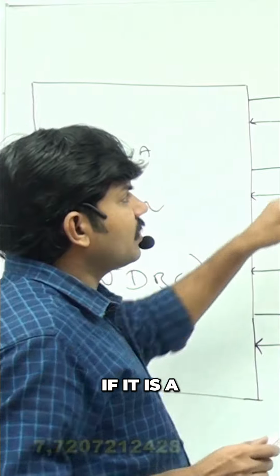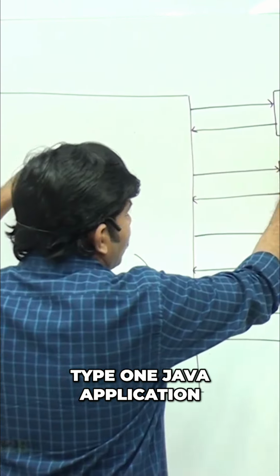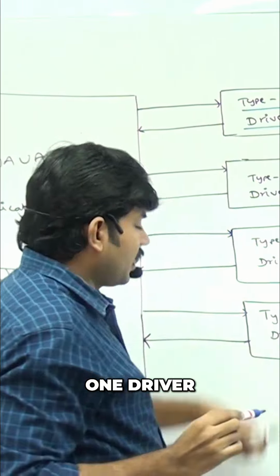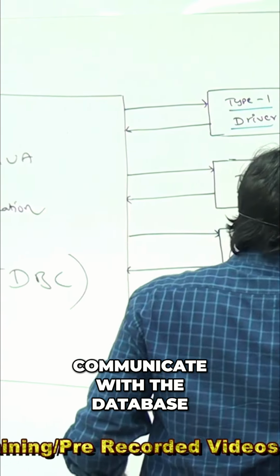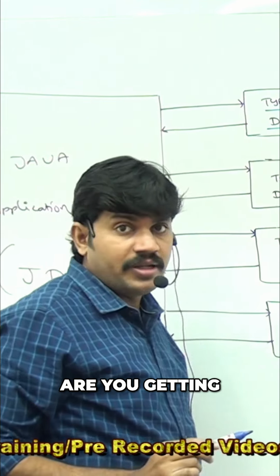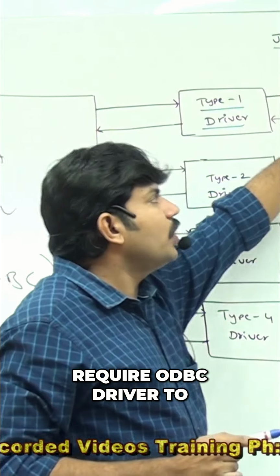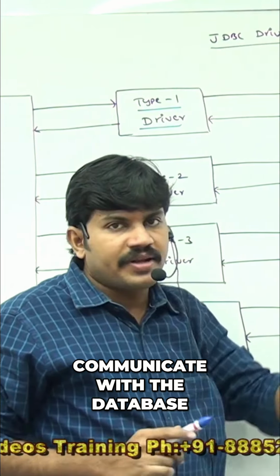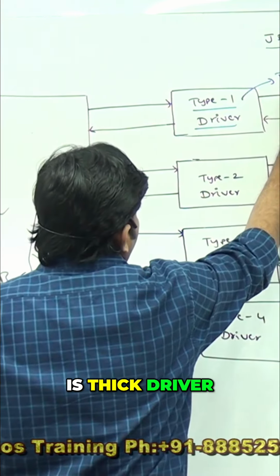Now, if it is the type 1 driver, the Java application communicates with the type 1 driver. The type 1 driver communicates with the ODBC driver, which is going to communicate with the database. Are you getting? So, type 1 driver requires ODBC driver to communicate with the database. That's why this driver is a thick driver.